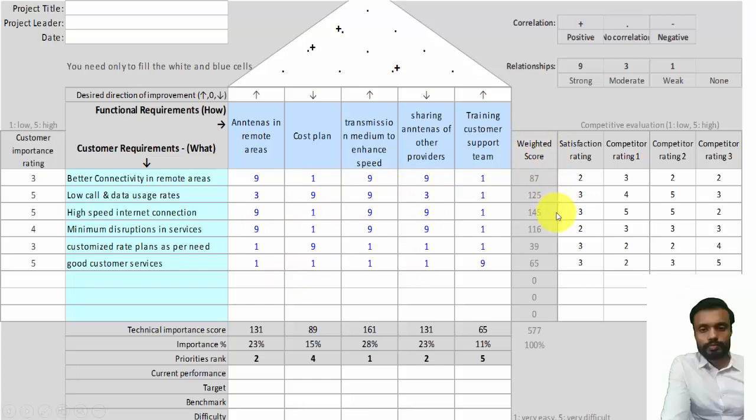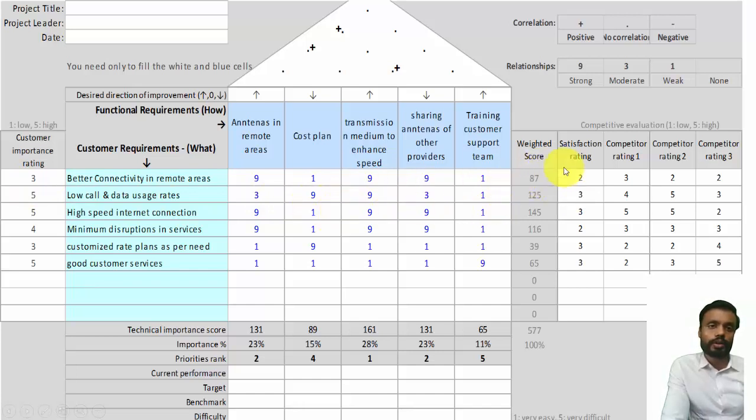You would also be calculating the weightage score. The weightage score is the ratings multiplied by your customer importance rating, and summed. For example, 9 multiplied by 3, added to 1 multiplied by 3, added to 9 multiplied by 3, added to 9 multiplied by 3, and added to 1 multiplied by 3. You will get 87 over here. Similarly, all the points would be calculated and the weightage score would be calculated over here.